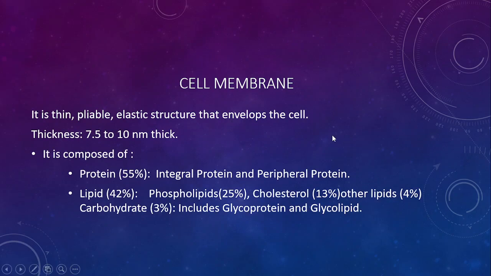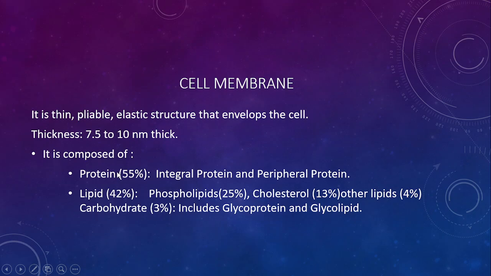This is the cell membrane. The cell membrane is a thin structure that is elastic and can adjust its shape. It envelops the whole cell, and it's called the cell membrane. Its thickness is about 7.5 to 10 nanometers, and it is composed mainly of protein and lipid, and also carbohydrate-like substances.